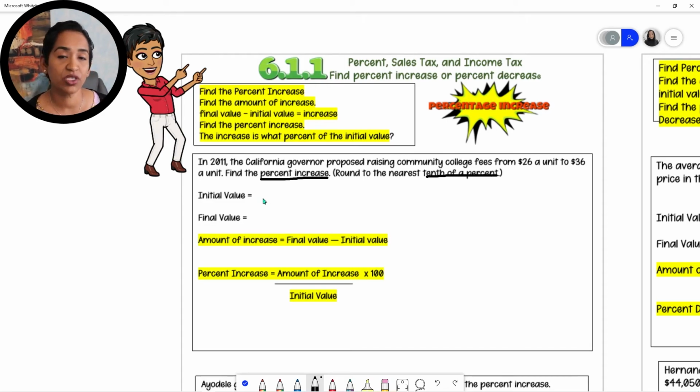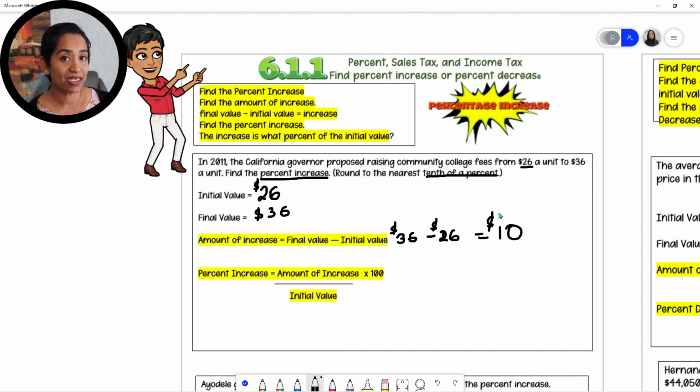The first step is to find your initial value. What was my initial fees? The fees was $26, as you can see. What is the final fees? That means what was it raised to? It was raised to $36. The next step is to find the amount of increase. The final value minus the initial value, which is $36 minus $26, which is $10.